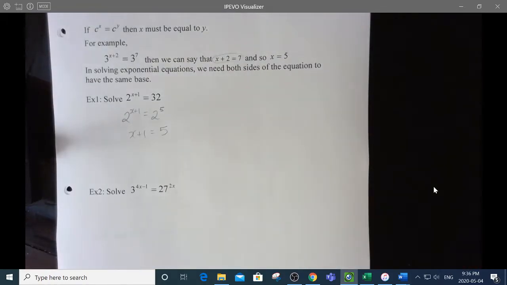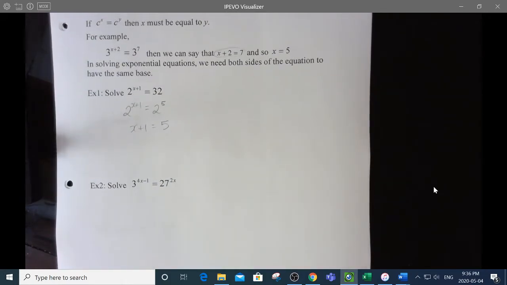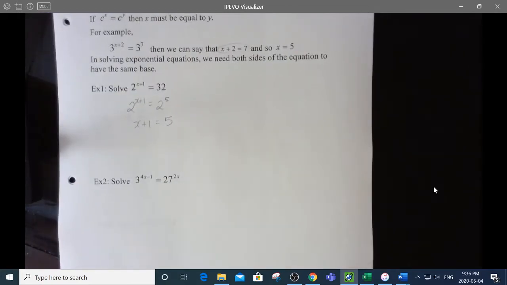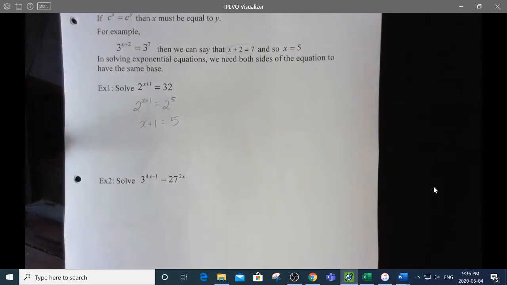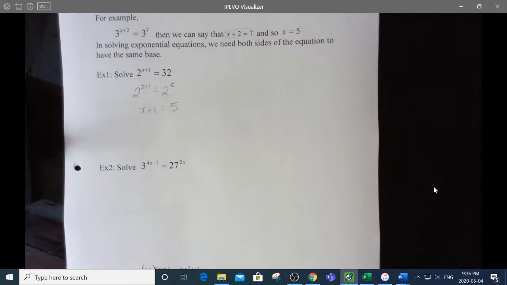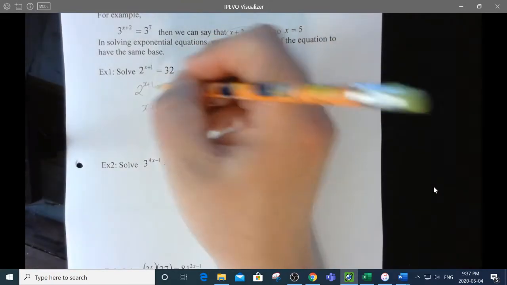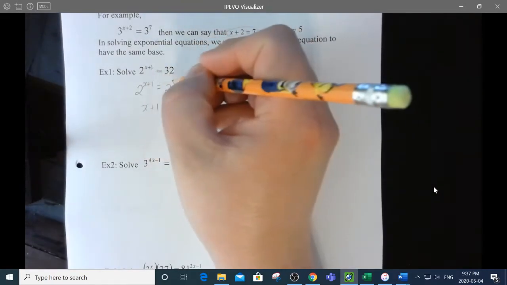So keep that in mind. Please don't put a cancel sign through those. Somewhere down the line, if somebody sees you do that, they'll say, oh my God, who taught you grade 12 math? And then it'll really reflect badly on me. So for my reputation as a teacher, please don't cancel those 2's. Understand that you are just making a new equation out of this and this.